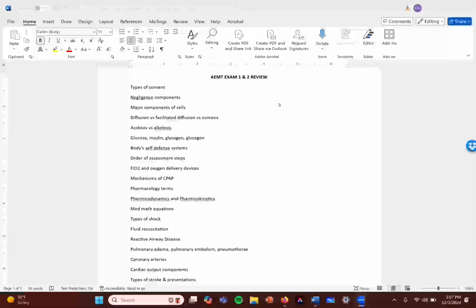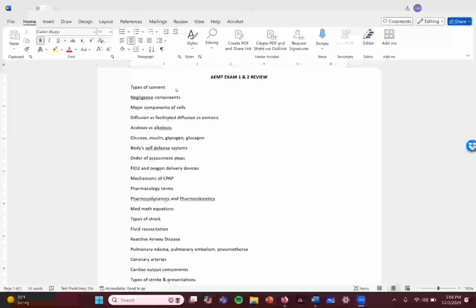Okay, so this is going to be just a quick overview of the review sheet for exam one and two. A couple of things are really important on this. We start off with types of consent. Make sure that you have a good understanding of the difference between express consent, implied consent, and involuntary consent. Involuntary we usually use for the psych, and this involves the Section 12.